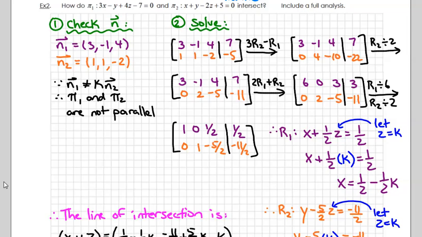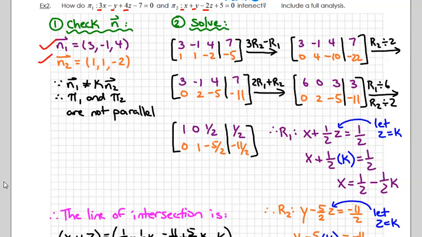Include a full analysis. And so the very first thing we're going to do, again, is check out the normals. We have 3, -1, and 4 for this one, and 1, 1, and -2 for this one. Taking a look at whether they're scalar multiples, it doesn't look like it, does it? So that means that they're not parallel, which means we only have the third case, where they touch an infinite number of times, and your answer should look like a line. First of all, if they touch, you have to do some sort of substitution or elimination, right?